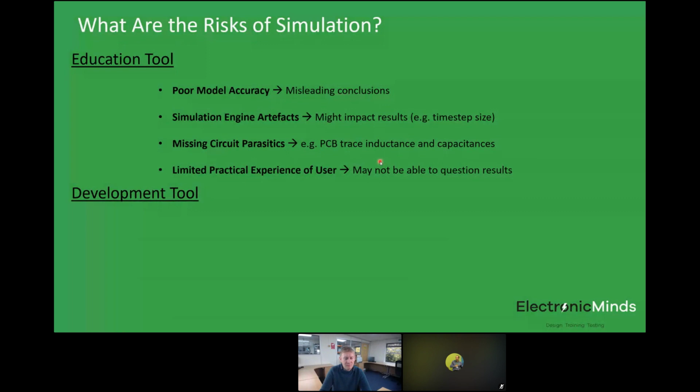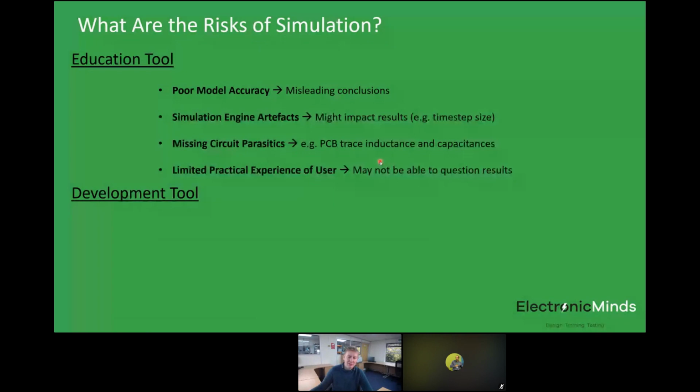This is a big one. If you're a user who's maybe just starting out on your power electronics journey, it's very difficult for you early in your power electronics career to question the results of a simulation because you have no practical basis to know whether something is necessarily right or wrong.